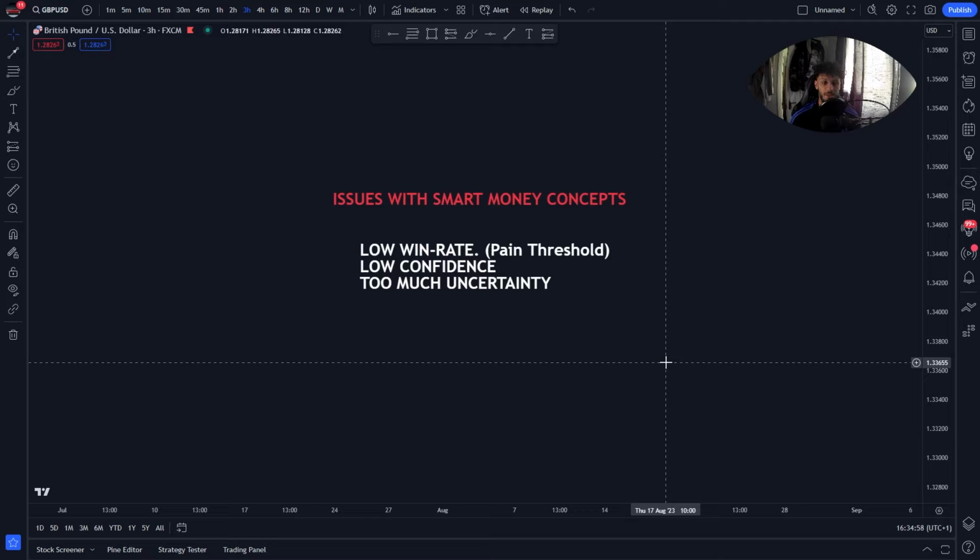So for me, for example, I find that a strategy with a much higher win rate works better, and I don't need those 10 to 1s, etc. I'm happy with 3 to 1, 4 to 1, 5 to 1. That type of strategy works with me much better.